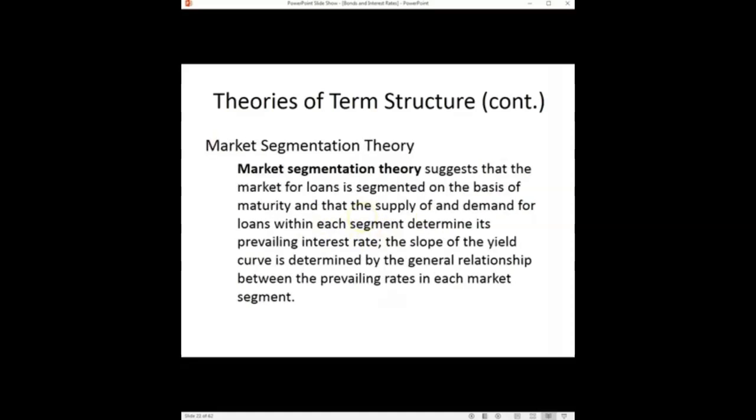And then finally we have the market segmentation theory. It suggests that the market for loans is segmented on the basis of maturity. So there are some borrowers and some suppliers of funds that have a preference for short term, some for intermediate term, and some for long term. The slope of the yield curve is determined by the general relationship between the prevailing rates in each market segment. So the yield curve is just reflecting how the supply and demand in each maturity segment plays out.